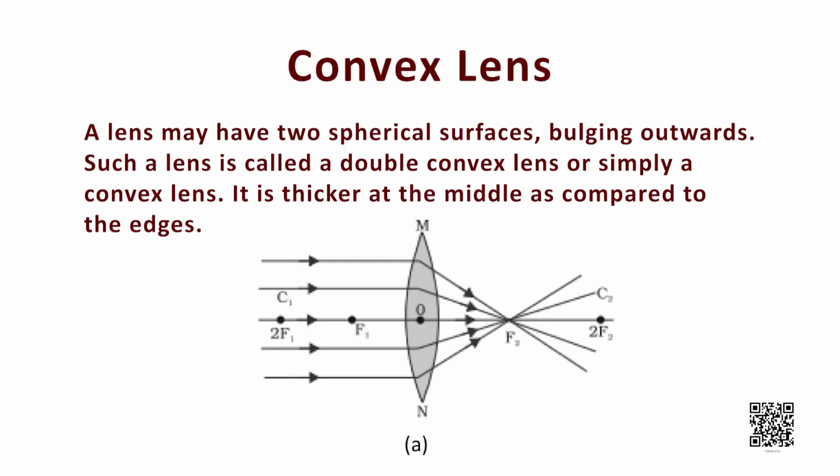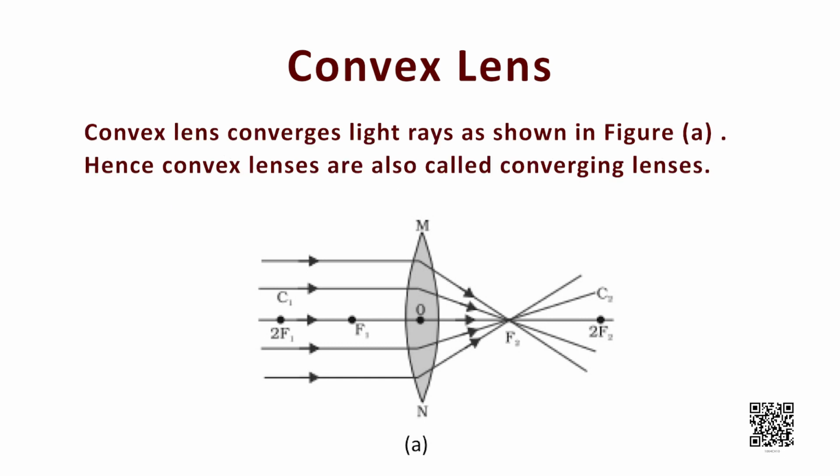A lens may have two spherical surfaces bulging outwards. Such a lens is called a double convex lens or simply a convex lens. It is thicker at the middle as compared to the edges. Convex lens converges light rays as shown in figure A. Hence, convex lenses are also called converging lenses.